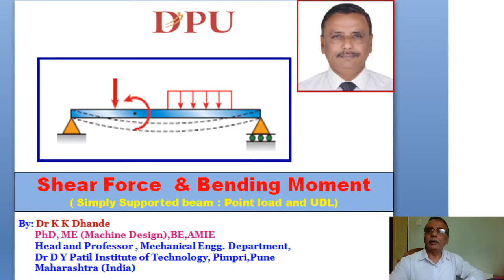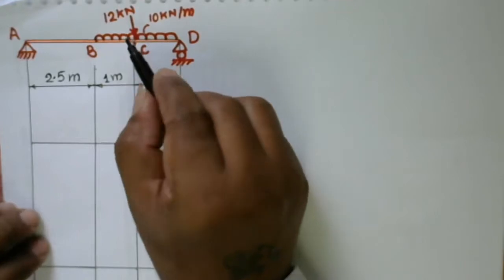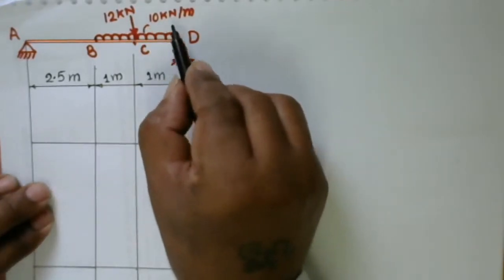Hello friend, in these sessions we are going to discuss the simply supported beam subjected to a point load and uniform distributed load. Let's see this numerical. In this numerical, simply supported beam AD is loaded by a point load of 12 kN and a 10 kN per meter UDL.